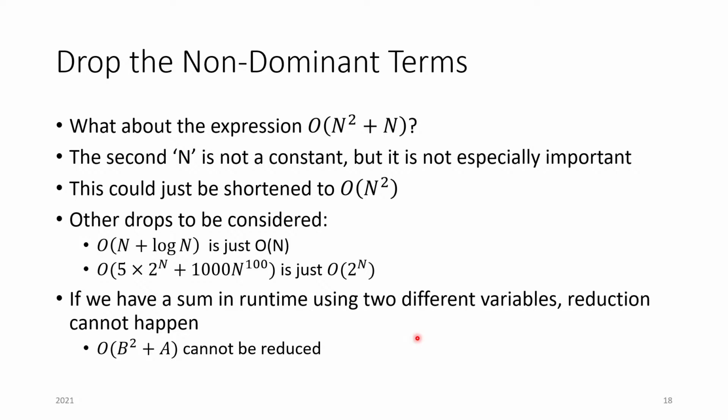Similarly, if you have two different variables where the variables do not have a relationship between each other, you will actually have to state out those variables for your order. So, for instance, if B and A here have no relationship between the two of them, you leave the order as is. So it's going to be O of B squared plus A. That cannot be reduced, that's your final answer.